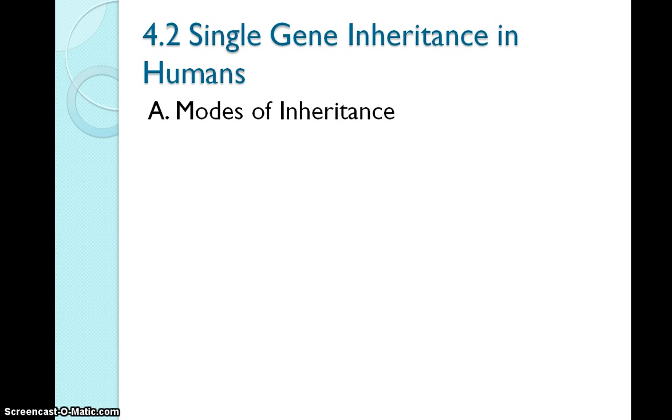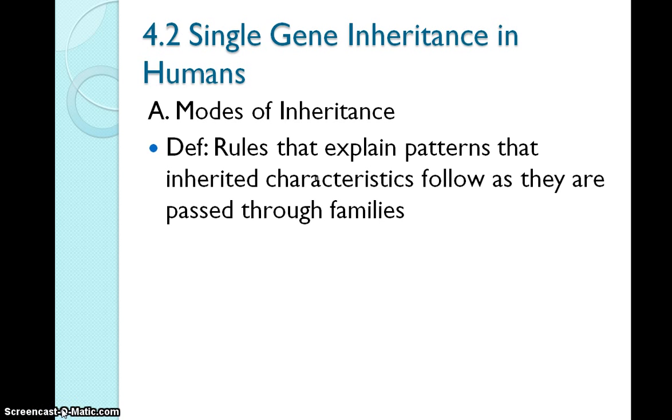Today we're going to be talking about single gene inheritance, looking at several different traits or types of traits in humans. We're going to begin by talking about modes of inheritance. A mode of inheritance is a particular set of rules that will explain patterns in how different inherited traits or inherited characteristics are passed through families. So we'll be looking at a couple different types or modes of inheritance and the signs that that type of inheritance is occurring. We'll be looking at family patterns to determine the mode of inheritance.